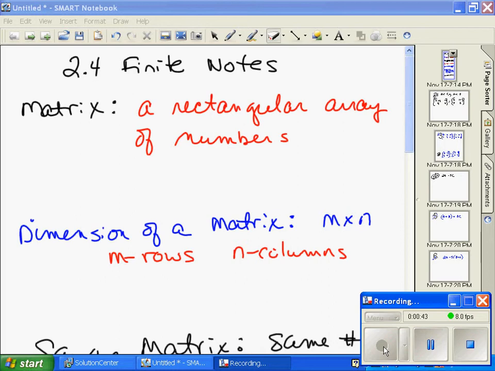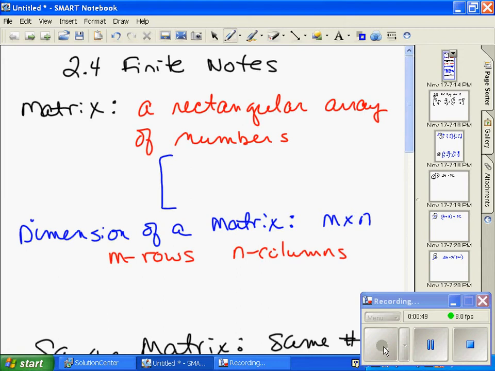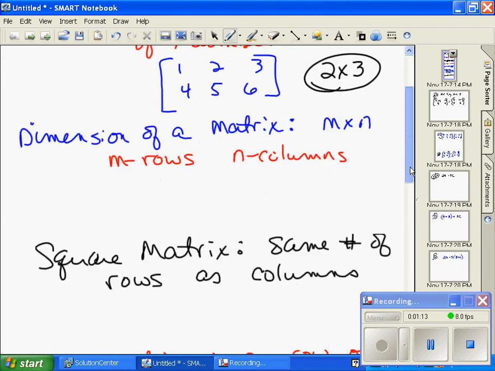What is a matrix? A matrix is just a rectangular array of numbers. It doesn't have to be numbers, it could just be data, it could be anything, but it would look something like this: 1, 2, 3, 4, 5, 6. There's a matrix. The dimensions of a matrix, you have to remember, go rows by columns, M by N, where M is the number of rows, N is the number of columns. This last matrix is a 2 by 3 matrix, 2 rows, 3 columns.